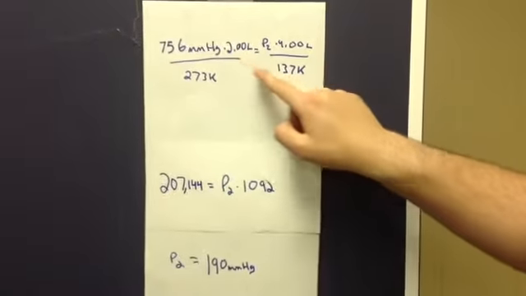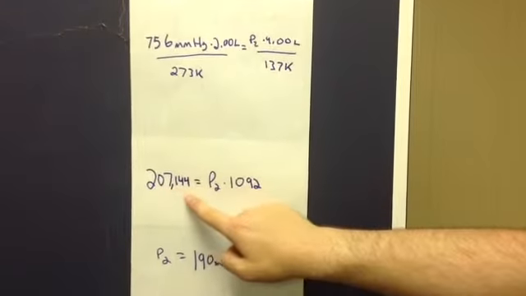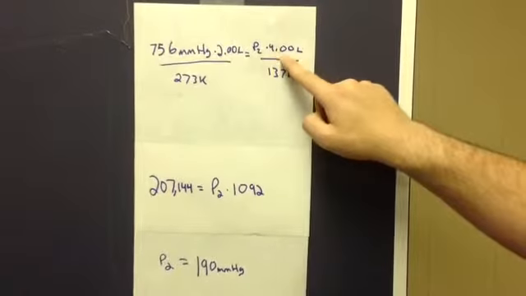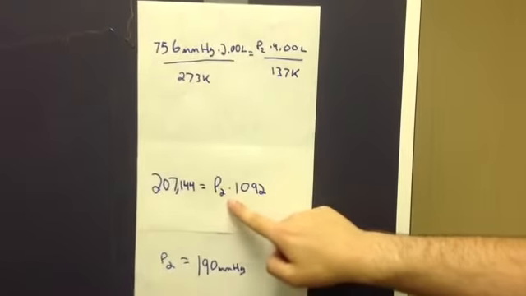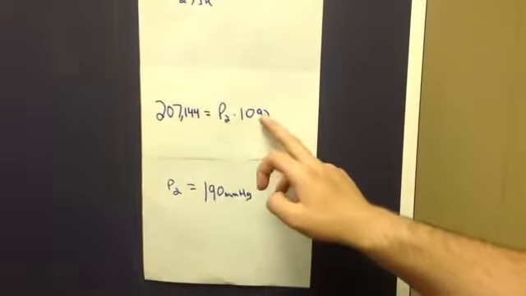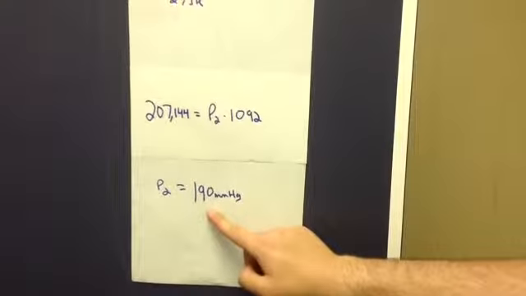756 times 2 times 137, we get 207,144. And we multiply the second pressure times 4 times 273, and we get P2 times 1,092. And after dividing by 1,092, it comes out to be 190 mmHg.